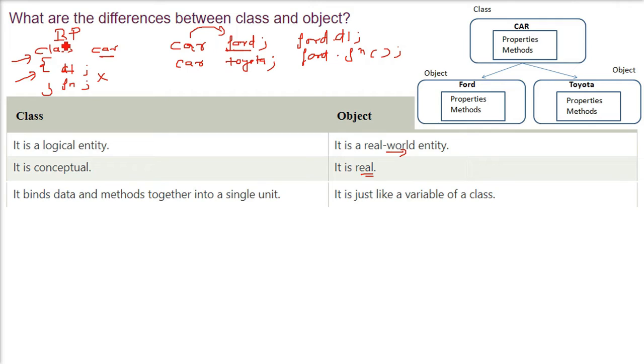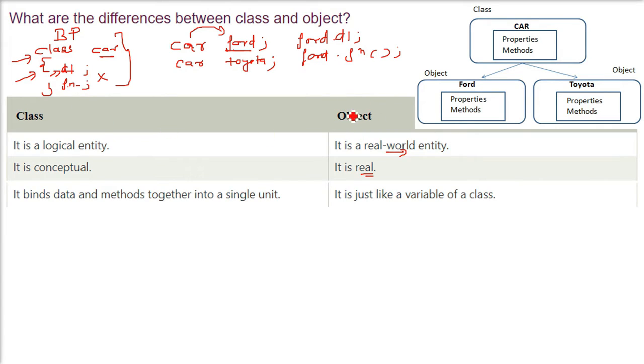Class, if you see here, we have data, we have functions which are operating on this data. So class is binding the data and methods together in a single unit. So this is a good way of understanding the encapsulation also. Good way of understanding the abstractions also.